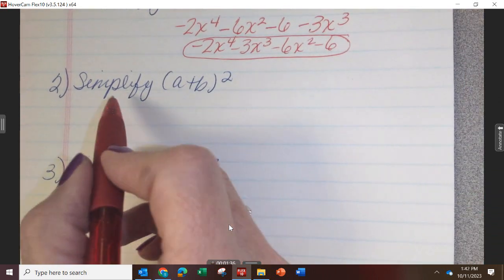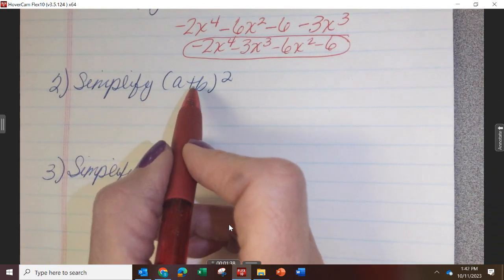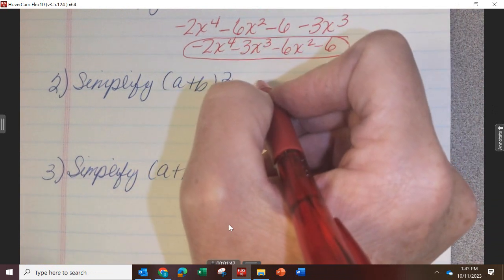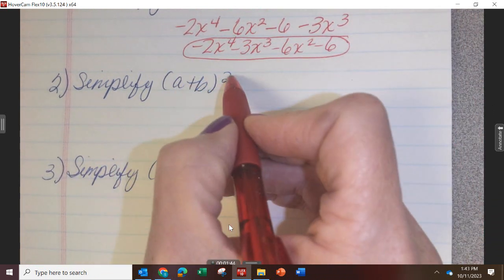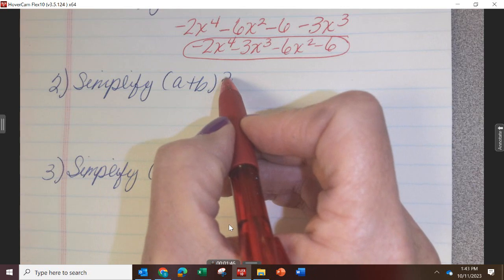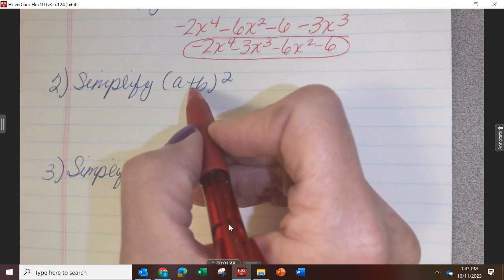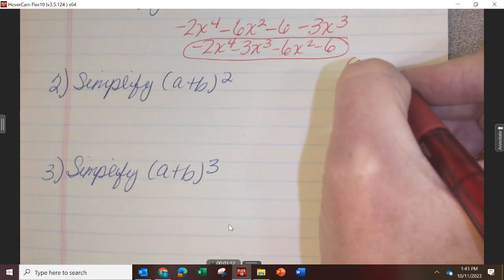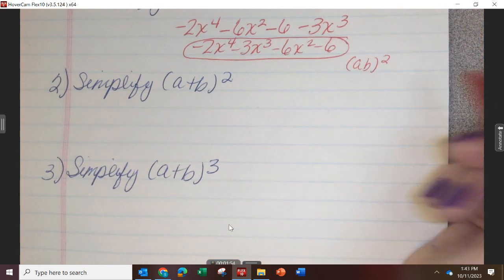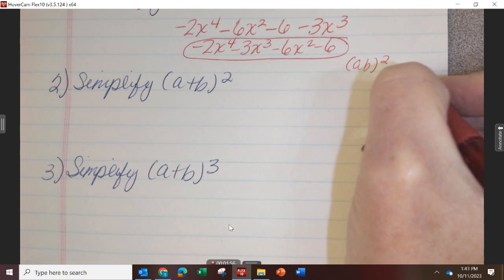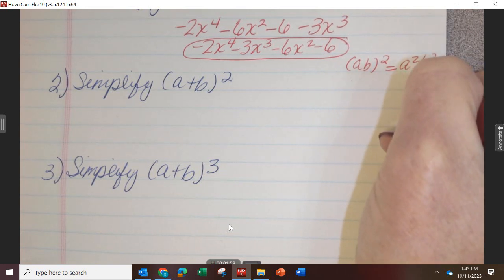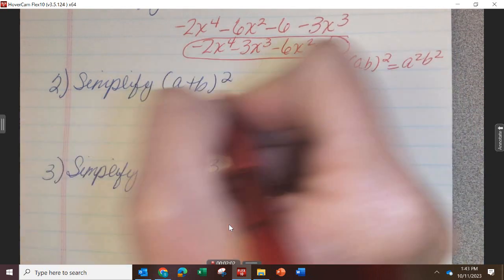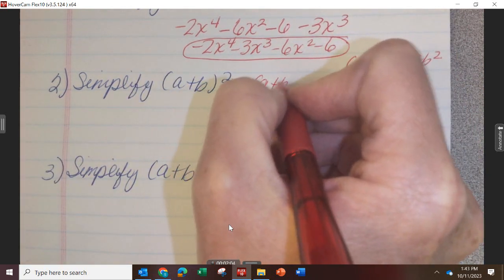Okay, on number 2, I want you to find the a plus b quantity squared. Here's what people who don't really understand math do. They do a squared and b squared. You can't do that. It's addition. If it had just been ab squared, that is a squared b squared, because it's multiplication. But if it's addition in there, we have to write it out as a plus b times a plus b.